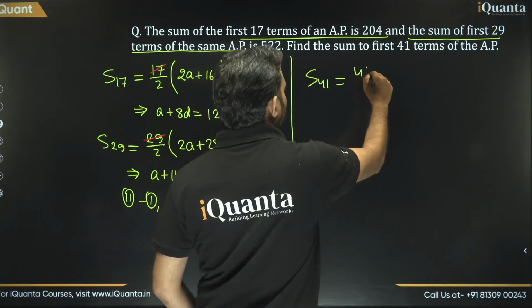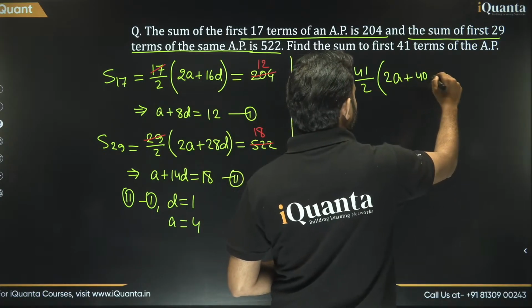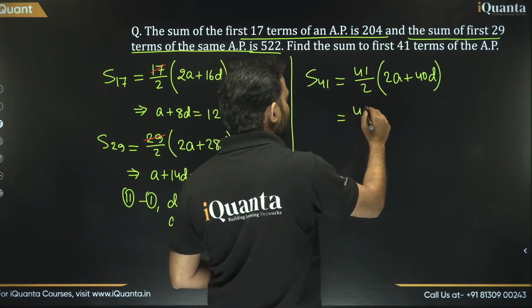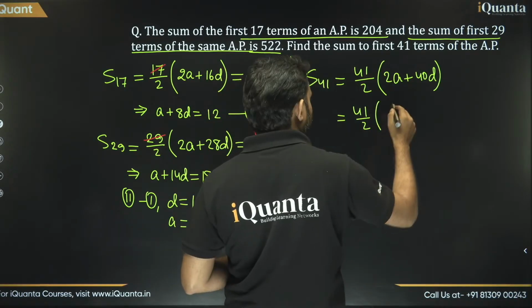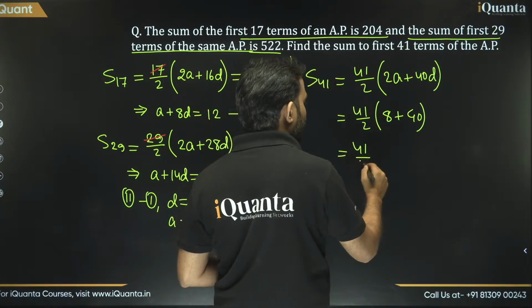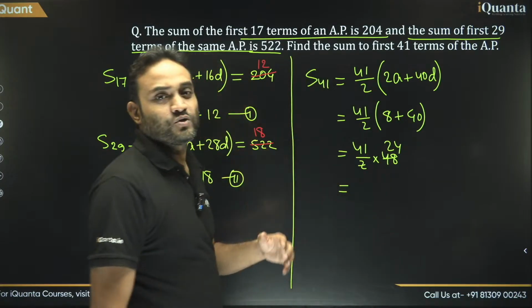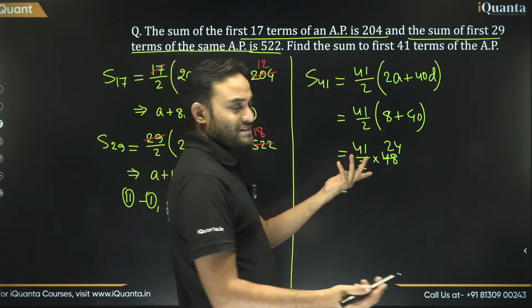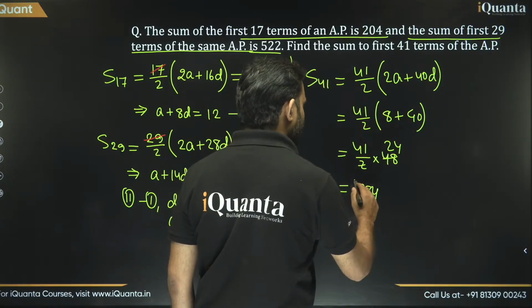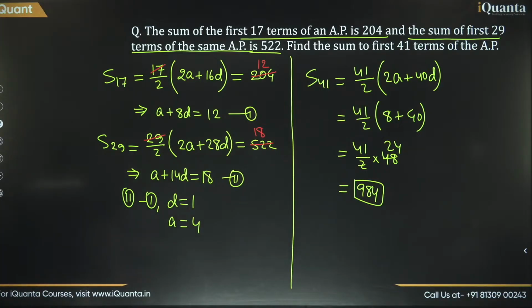That will be equal to 41 by 2 into (2A plus 40 times D), which is 41 by 2 into (8 plus 40), which is 41 by 2 into 48. So this is 24 times 41. 24 into 40 is 960, plus 24, it's 984. So that's the answer, and that is absolutely correct, right? Shardul got this correct. Ayushman got this correct. Tejeshwar got this correct.